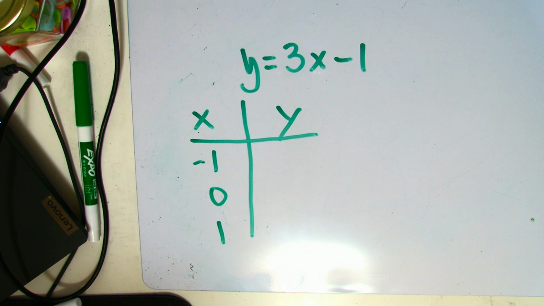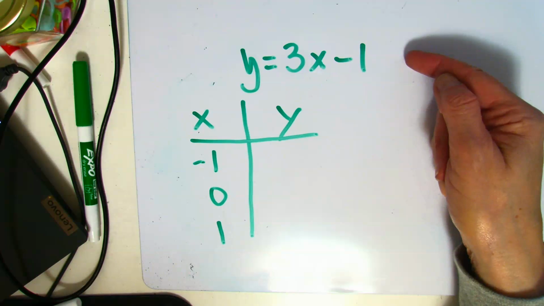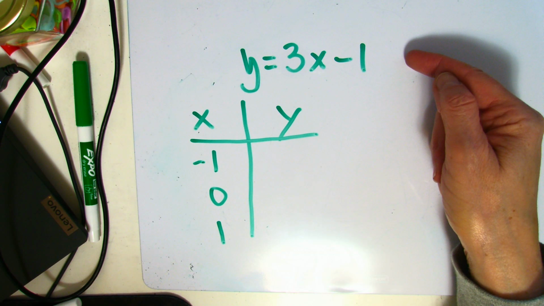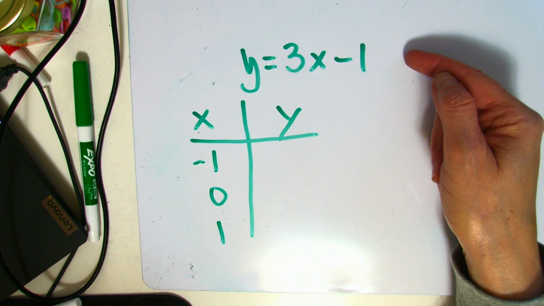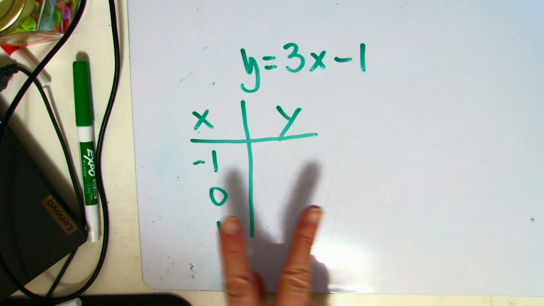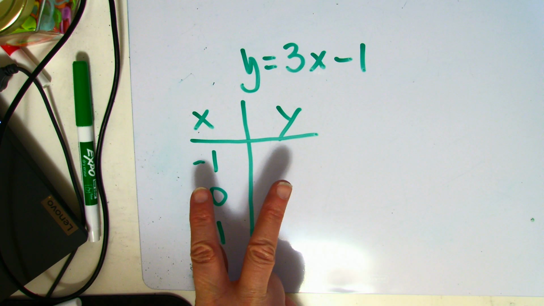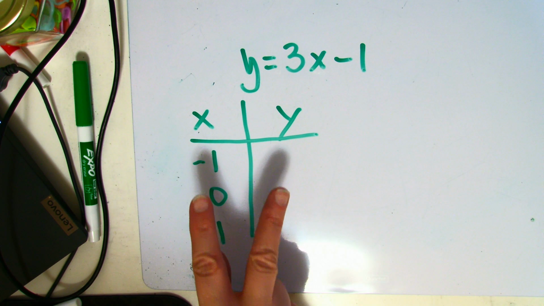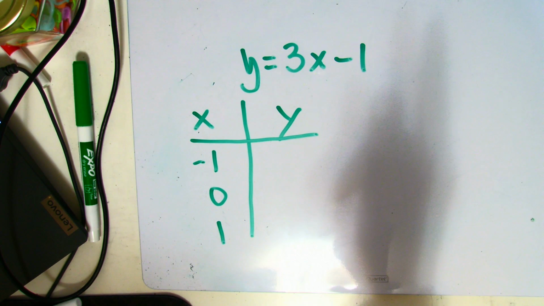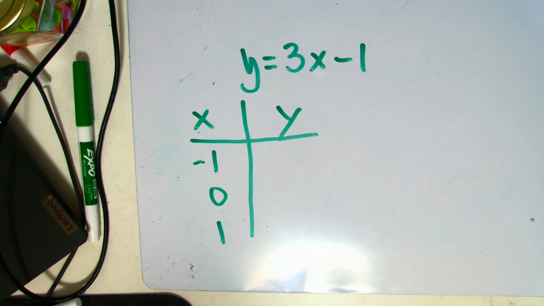In this table, I've decided that I'm going to use these three numbers, and by having these three x values, I'm going to plug these values into this equation here and determine what the value of y is for each of those x values. By doing that, I'm creating three coordinate points that have an x value and a y value that I'll then be able to graph on my coordinate graph. So let's go ahead and try working this out.